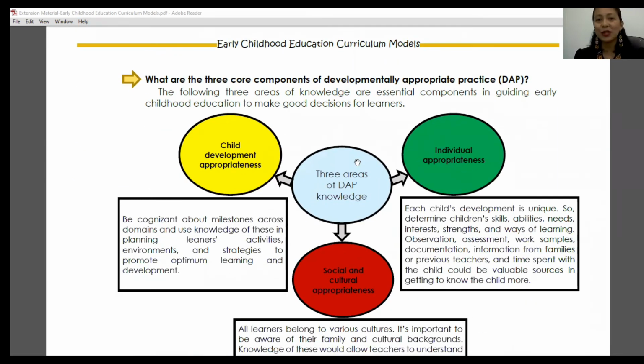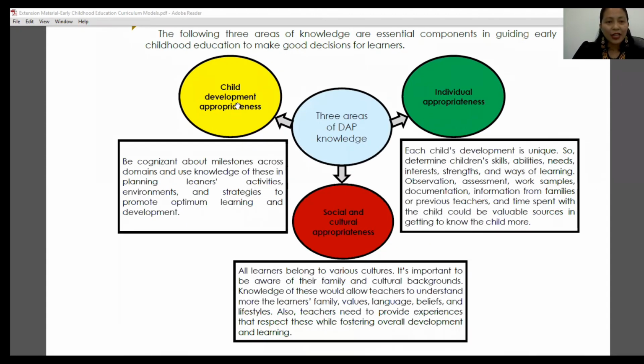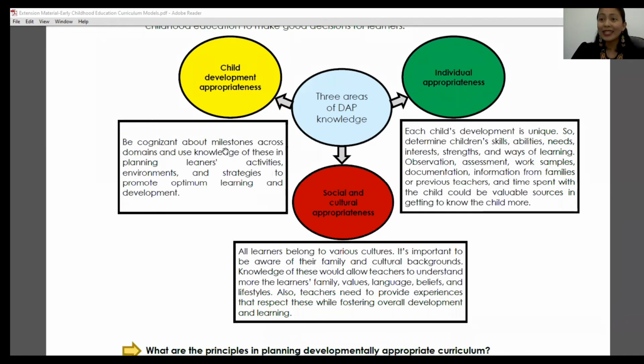Let's proceed to the 3 core components of developmentally appropriate practice. First is child development appropriateness. What does this mean? Be cognizant about milestones across domains and use knowledge of these in planning learners' activities, environments, and strategies to promote optimum learning and development.